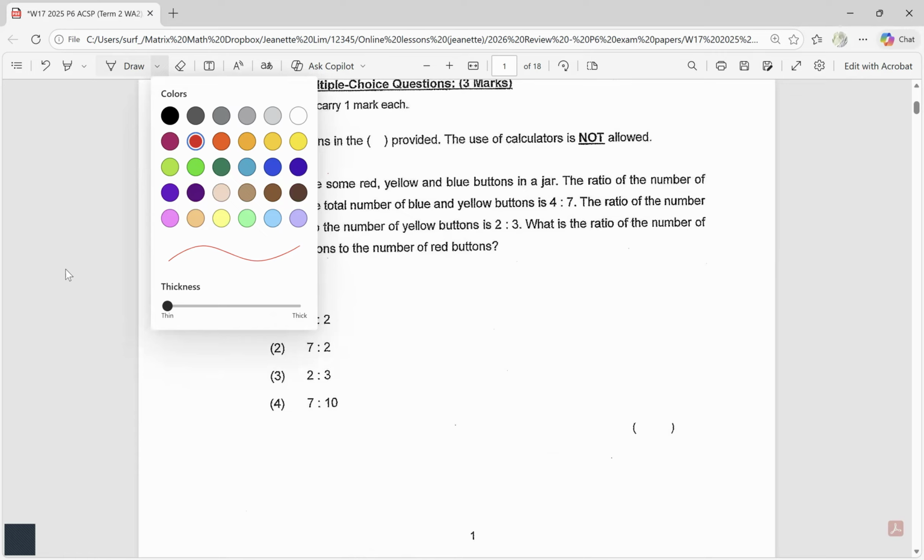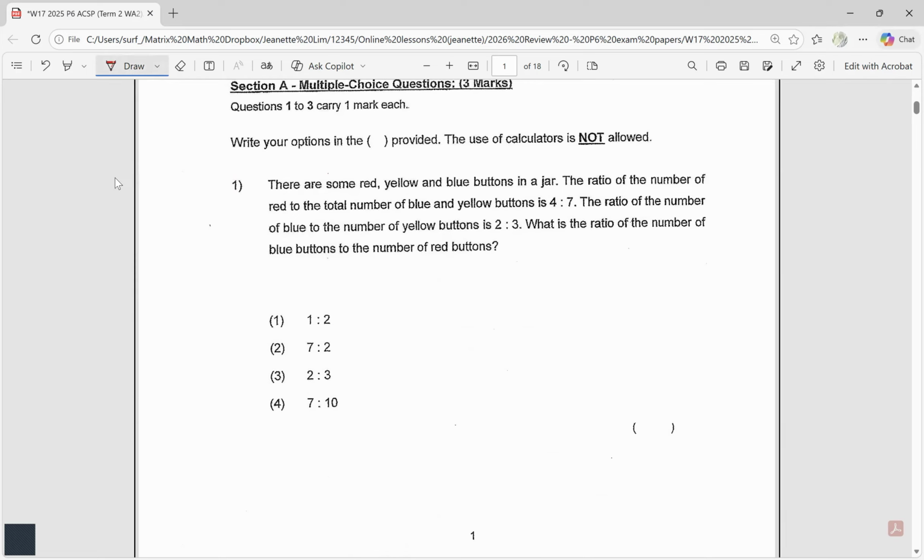Okay, so for this question, let's write down the ratios that the question gave. So we have red to the total of blue and yellow, which is 4 to 7. Then the other ratio that we have will be blue to yellow, 2 to 3. Between the two ratios, you need to find a common base, or some may call it repeated identity. So your common base in both ratios will be the total of blue and yellow.